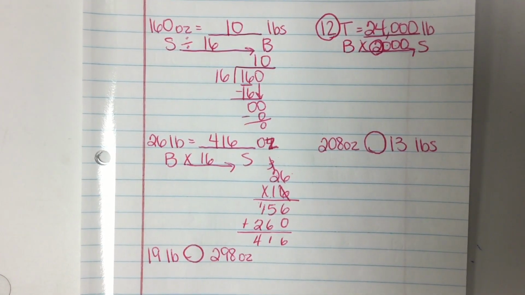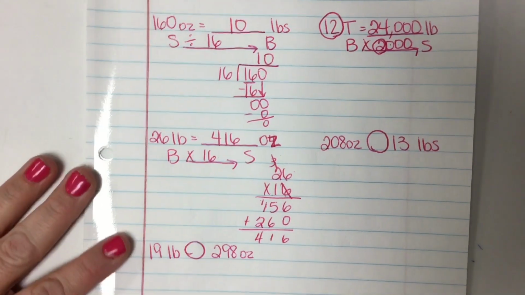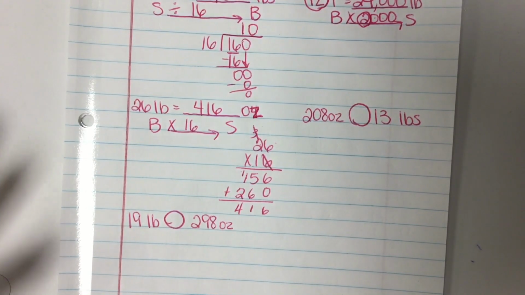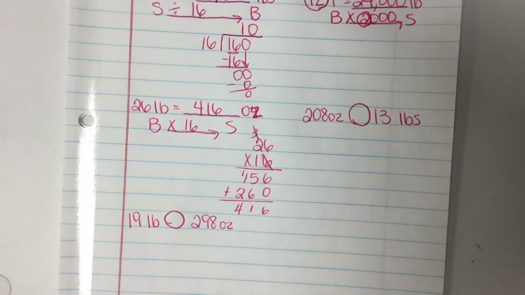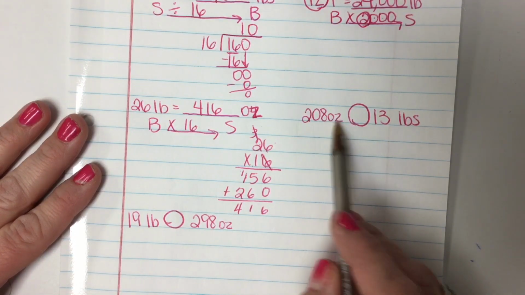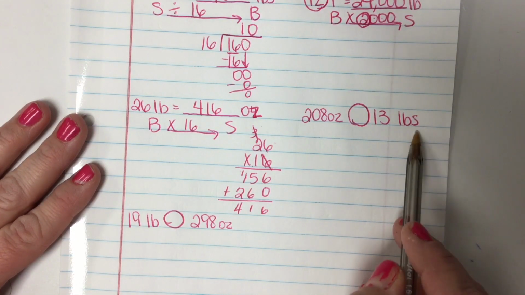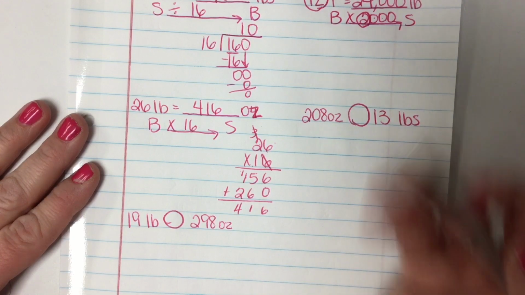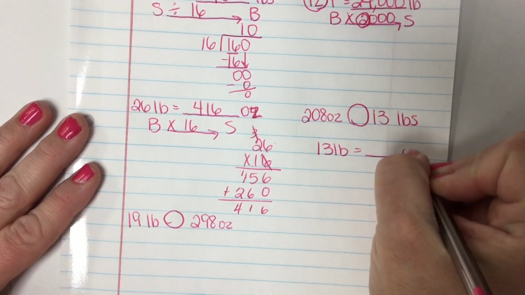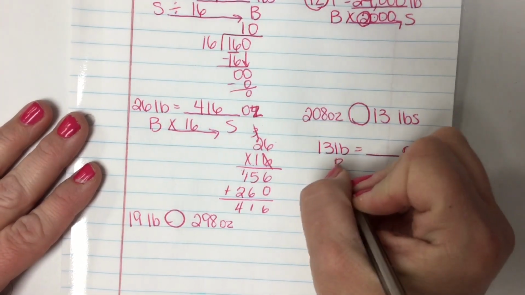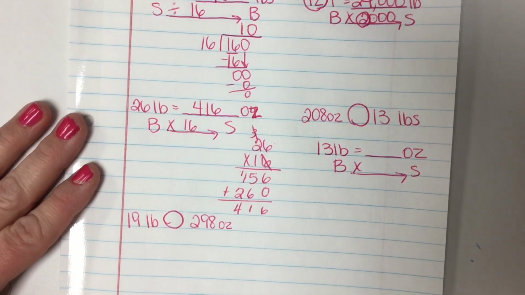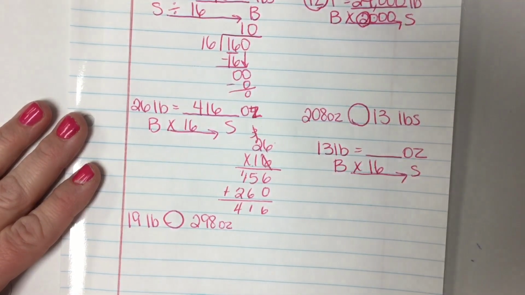Okay. All right, the last two, we're going to compare. Greater than, less than, or equal to. Again, we're going to convert the biggest measurement into the smallest measurement to see if they're equal. 208 ounces is greater than, less than, or equal to 13 pounds. Well, I know 13 pounds is my biggest measurement. So 13 pounds equals how many ounces? We're going big to small, so we're going to multiply. There's 16 ounces in a pound, so we're going to multiply by 16.